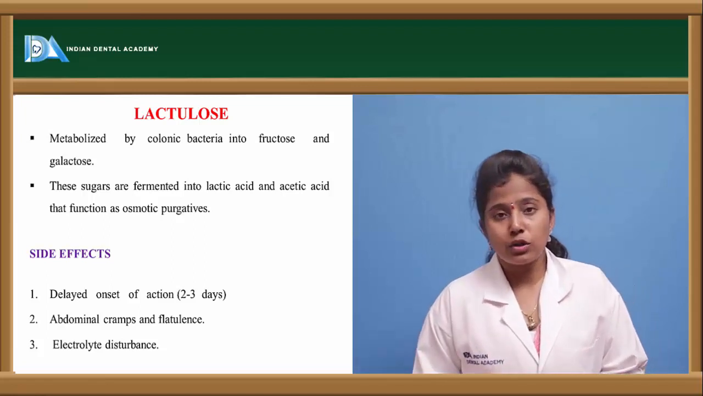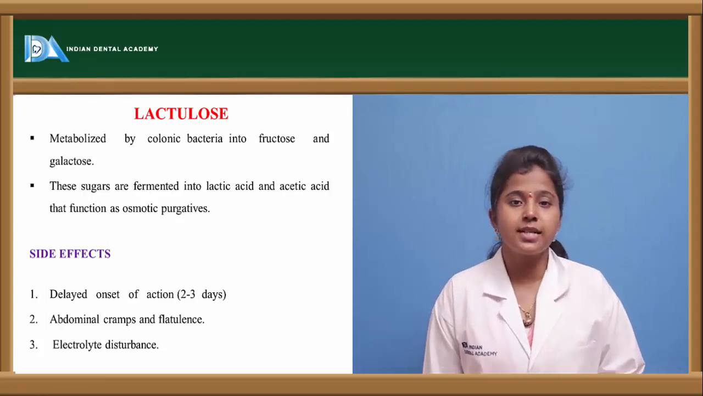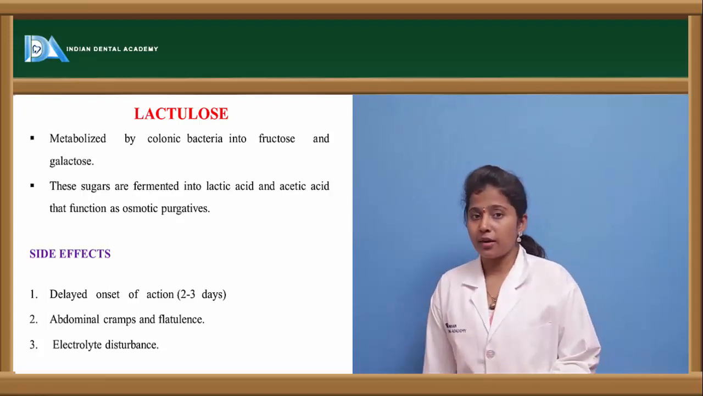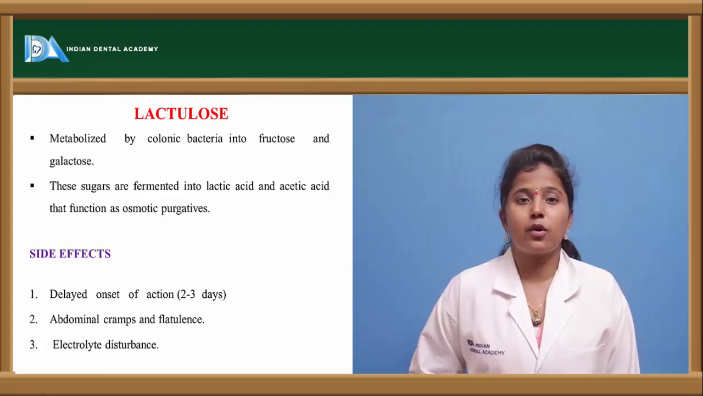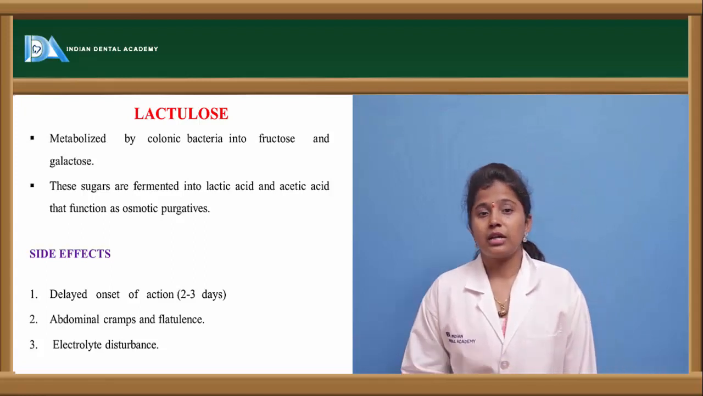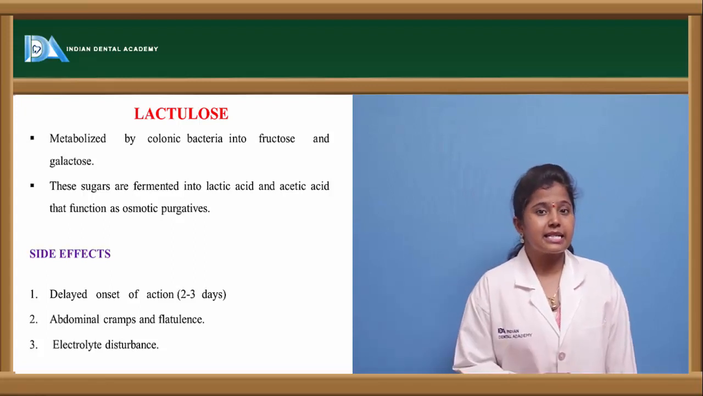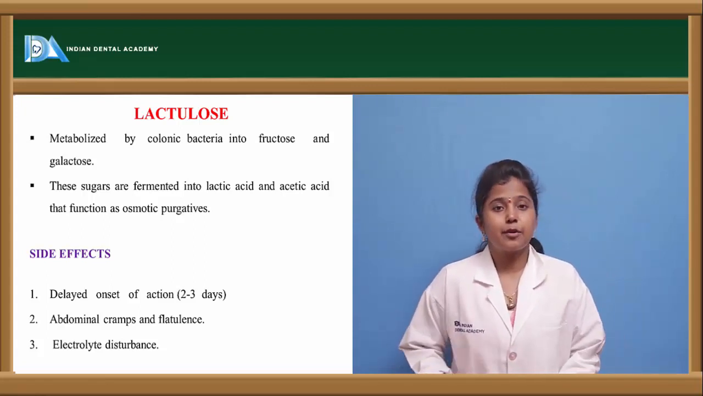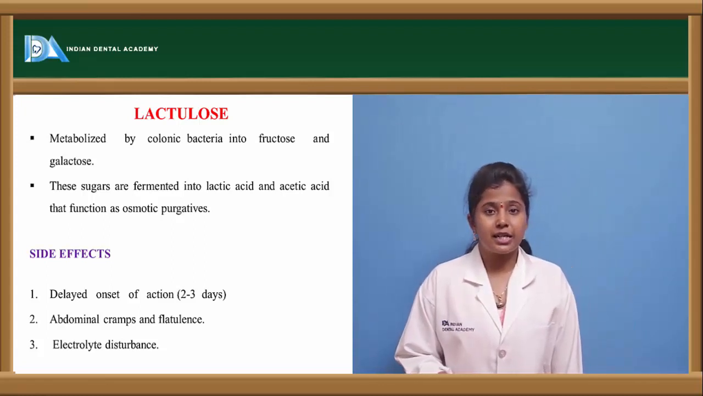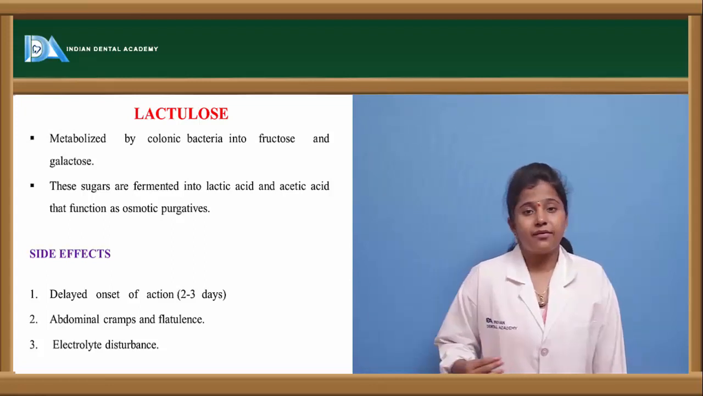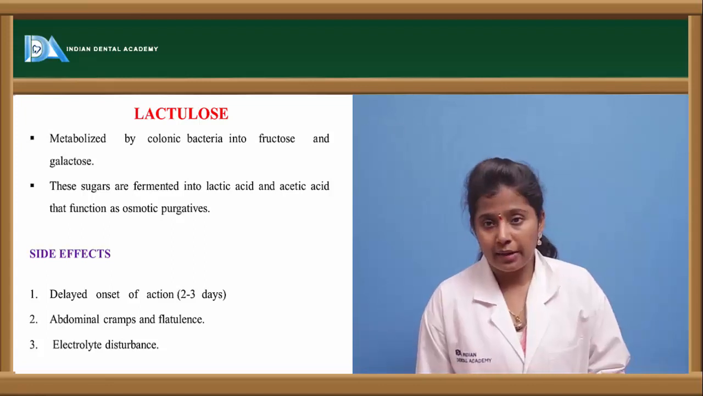But lactulose also has side effects, like a delayed onset of action. The onset of action is about 2 to 3 days after intake. If it is taken in excessive amounts, it may cause abdominal cramps or flatulence, because lactic acid and acetic acid are produced from the metabolism of lactulose, and gases are released into the gastric contents. When these gases are released, we see a condition called flatulence, and because of that abdominal cramps may occur.